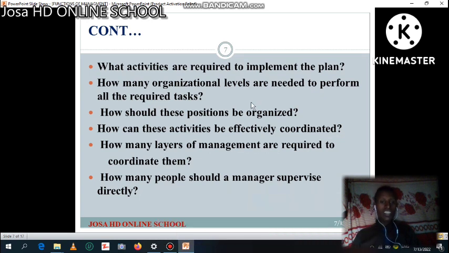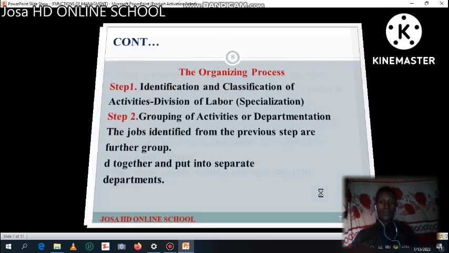What activities are required to implement the plan? How many organizational levels are needed to perform all the required tasks? How should these positions be organized? How can these activities be effectively coordinated? How many layers of management are required to coordinate them? How many people should a manager supervise directly? These and such like questions are answered by the second function of management, which is organizing.